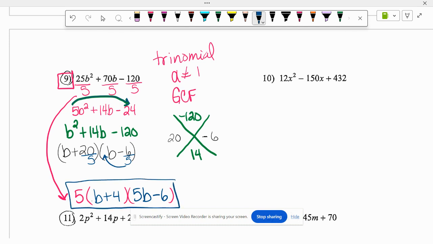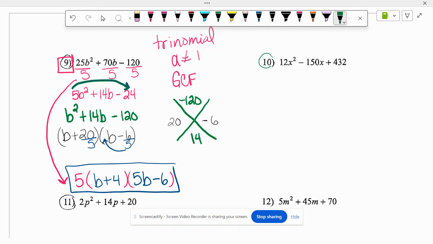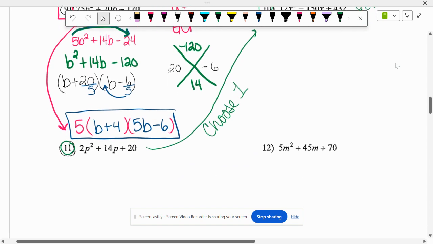5b minus 6. So I will tell you that question number 10 also contains a GCF, and so does question number 11. So for these two questions, you need to choose one. Choose one of them to solve.